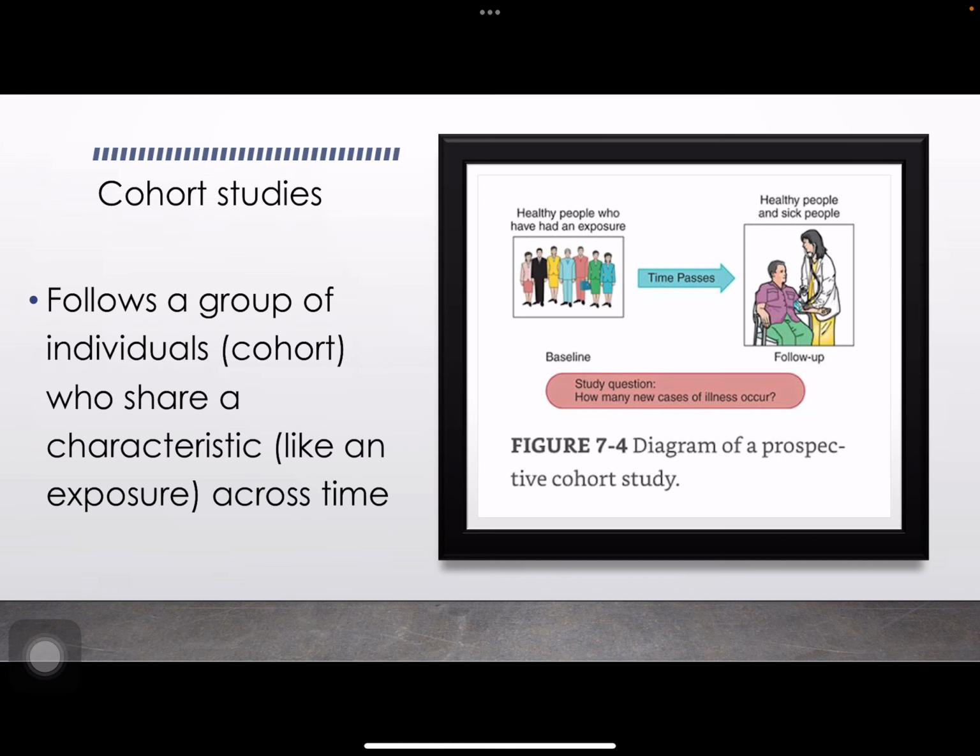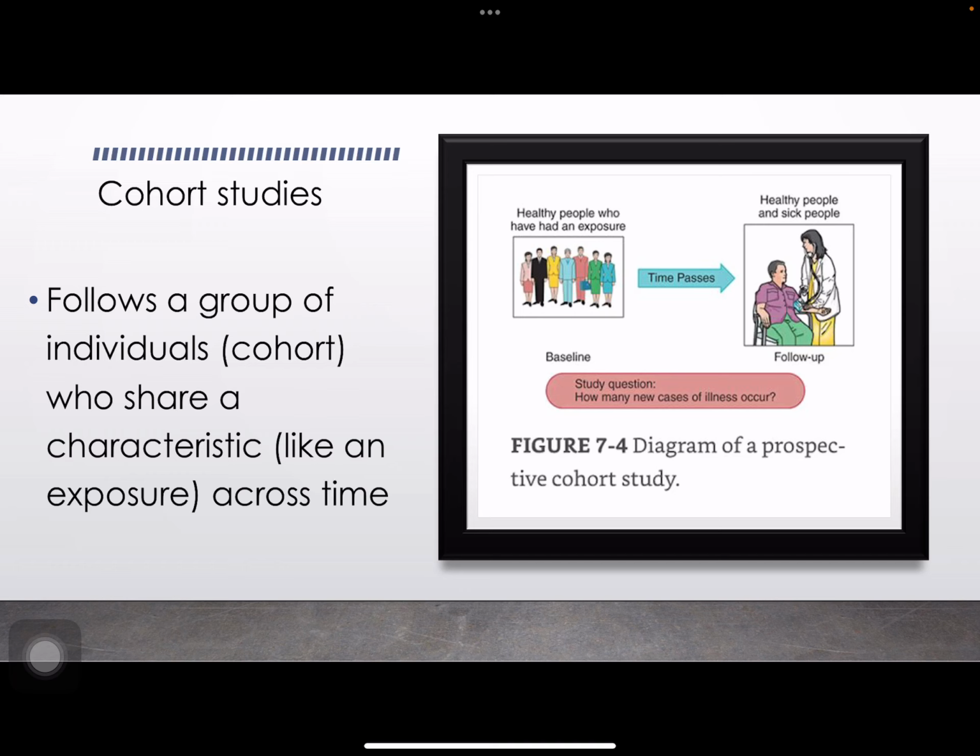Cohort studies are observational studies that follow a group of individuals, also known as a cohort, who share the same characteristic like an exposure across time. Once the group is identified, they are followed over time to track their health outcomes.